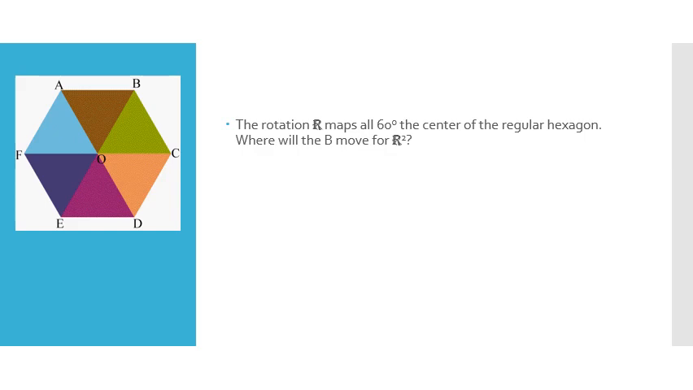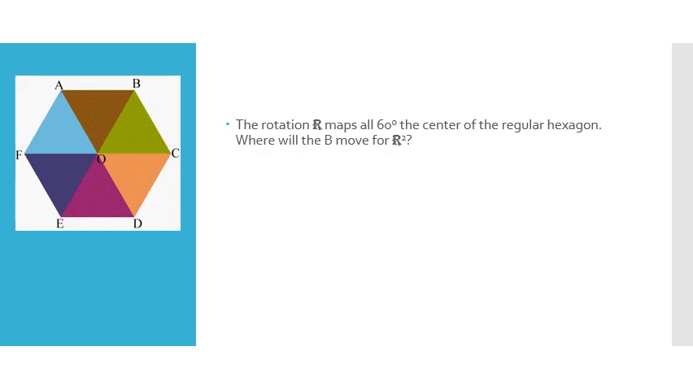The rotation R, now remember, there are a couple of different symbols. One is a capital R that's pretty plain. That stands for reflection. The fancy R that you're going to be seeing is a rotation. Now, a rotation, like we just did, is going to be around a certain point. Sometimes a whole shape can rotate. And in this case, this rotation maps all of the points 60 degrees about the center of a regular hexagon.